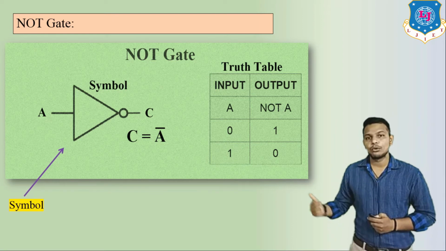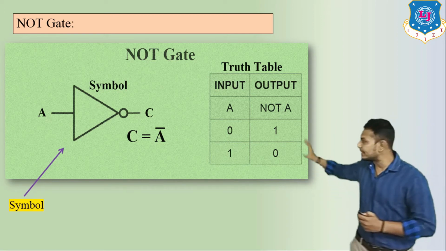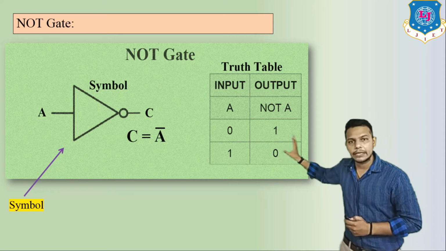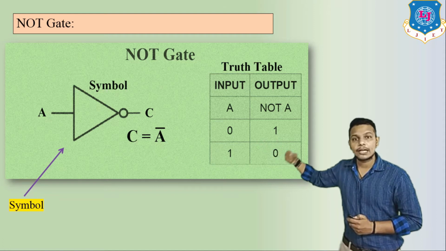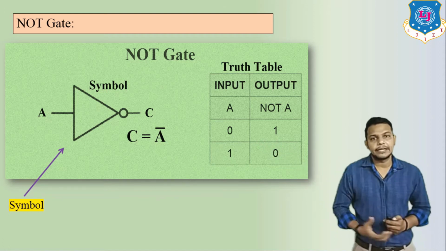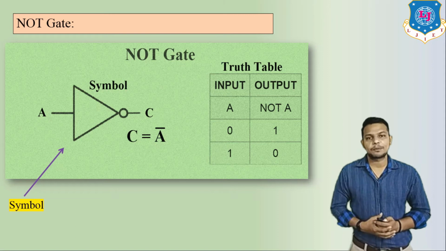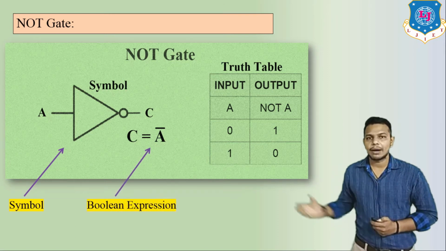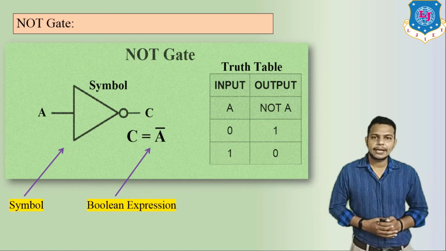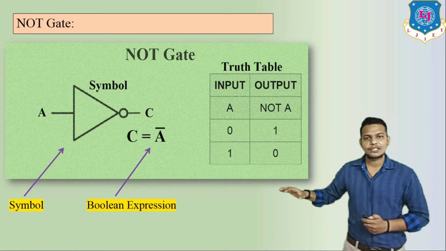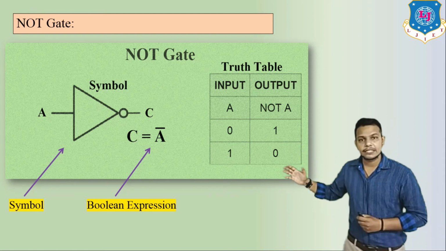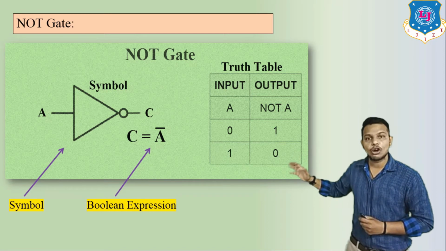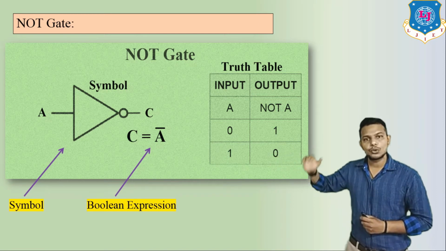Number 2 is the Boolean expression. If I enter, for example, A on the input side, then obviously I will get A complement. That means it is inversion. So its Boolean expression is C, or output, equal to A bar. Here we can see the Boolean expression. And last, this is the truth table. This indicates the possibilities of various inputs to outputs.